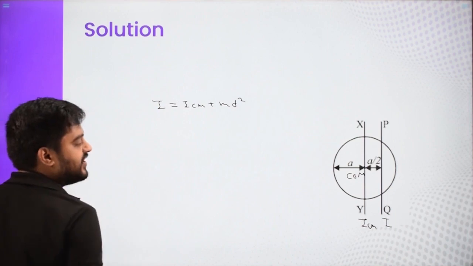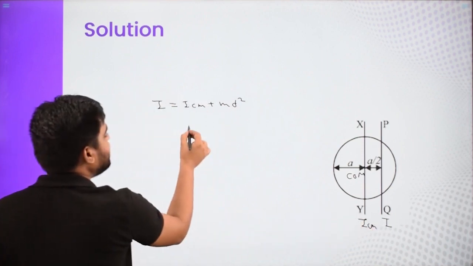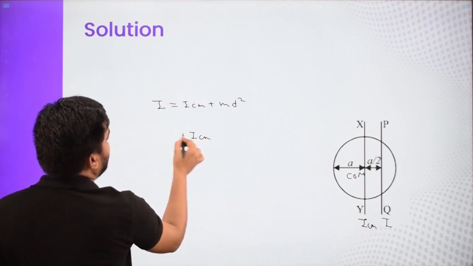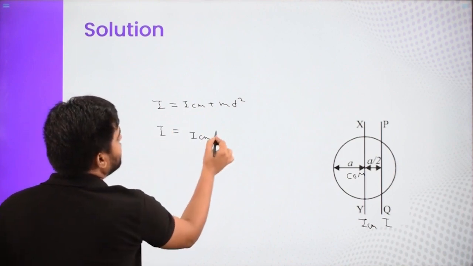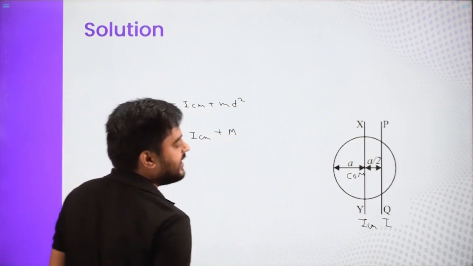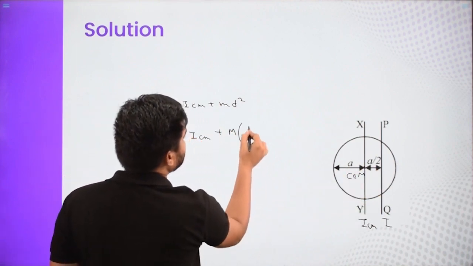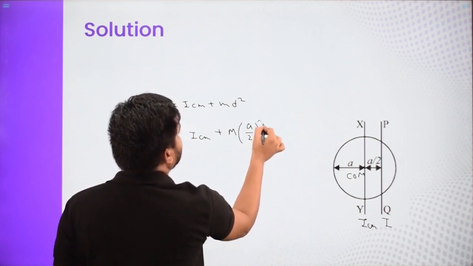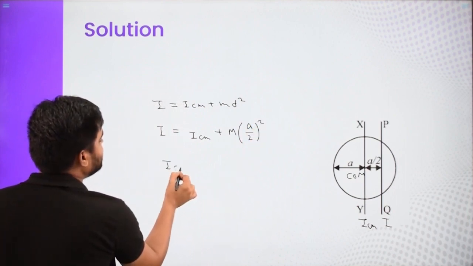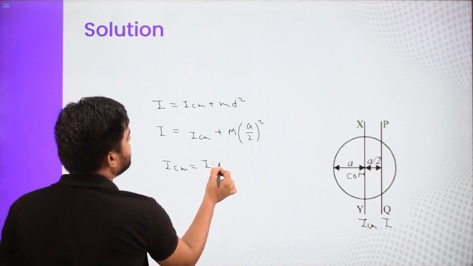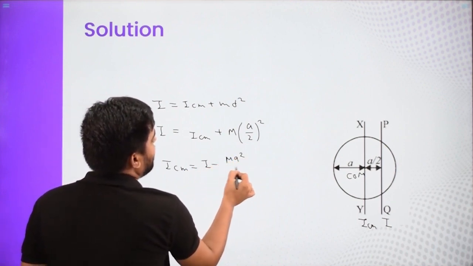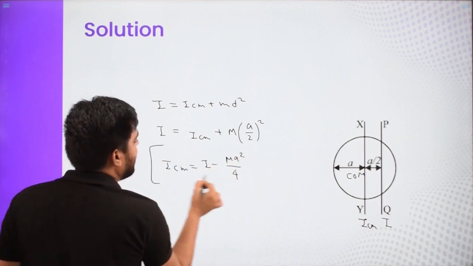Here this ICM we need to find. I is I, and the MD square term has mass M and distance A by 2, so A by 2 squared. So ICM, the thing we need to find, is going to be I minus MA square by 4. And this is the answer.